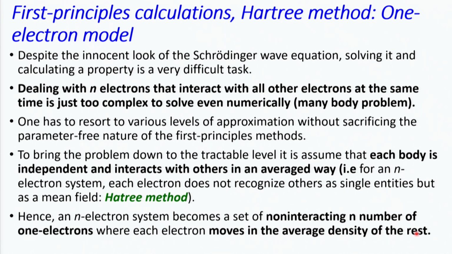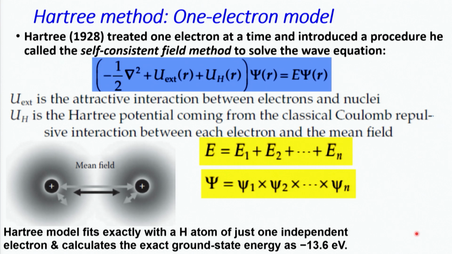So essentially, though the number of electrons is large, we consider the electrons one by one, and we do not consider individual interactions between the electrons. We just consider each electron as interacting with the average field created by all the other electrons. So the Hartree method turns an n electron system into n one-electron systems. Okay. The Hartree method treated one electron at a time and introduced a procedure he called the self-consistent field method to solve the wave equation.